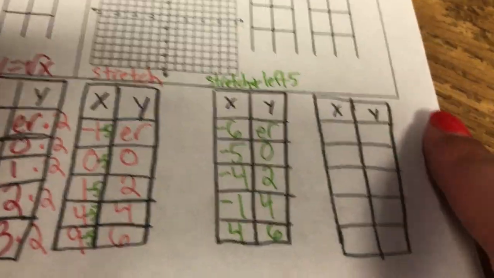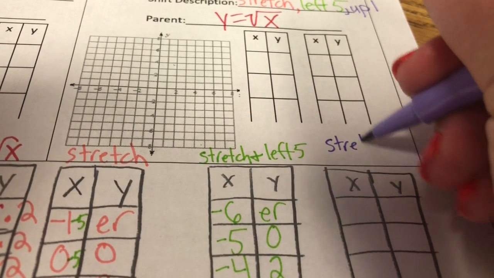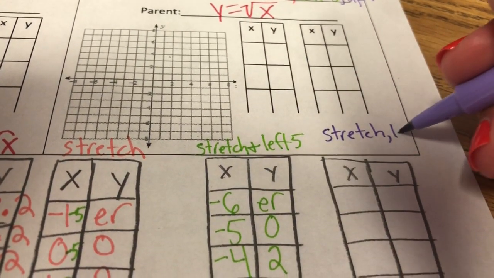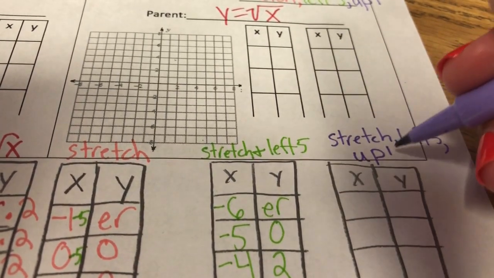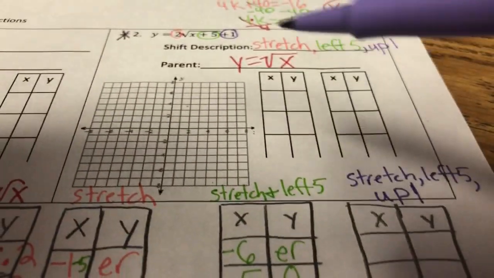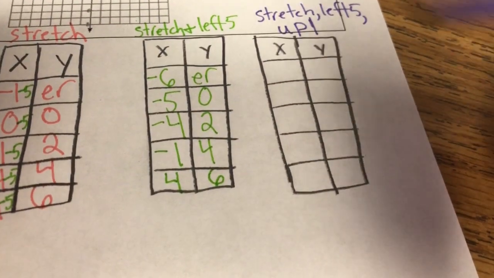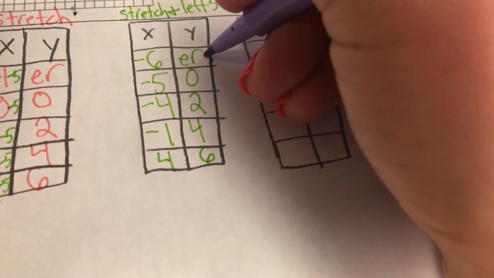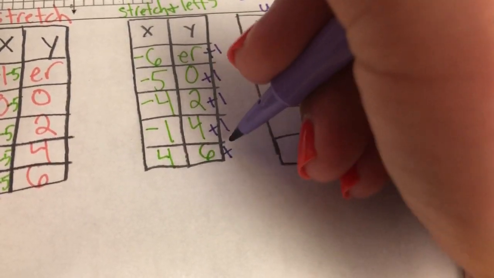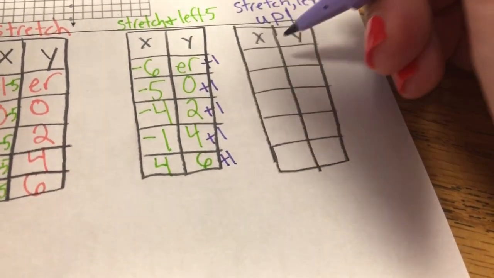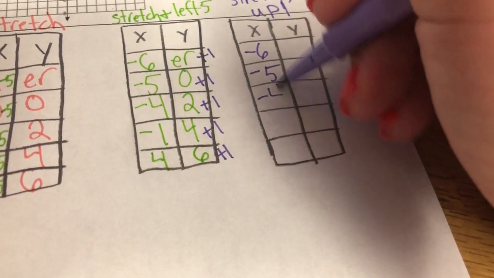Now what if we were doing all of it, all of the transformations? So if we were stretching, if we were moving to the left 5, and moving up 1. So that up 1 was on the outside, affecting the y's. So if we want to move our y's up, we're going to add 1 to all of these y values. Our x values stay the same because that +1 on the outside did not change them.